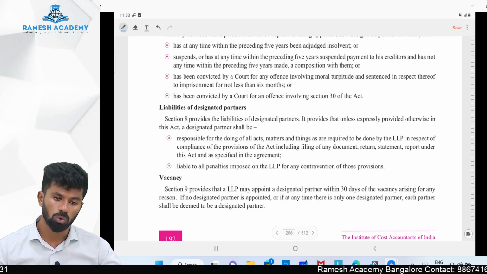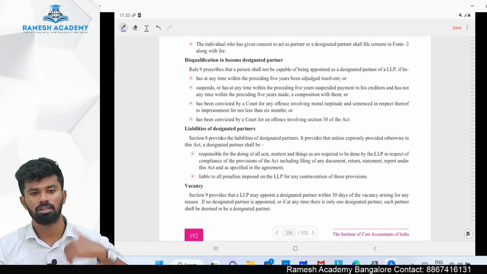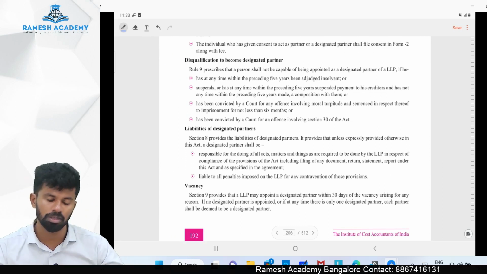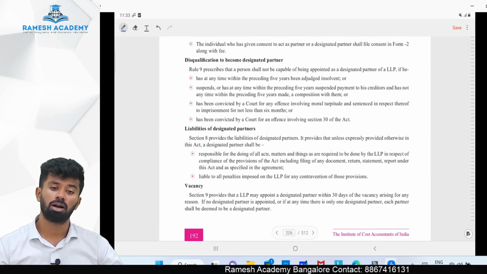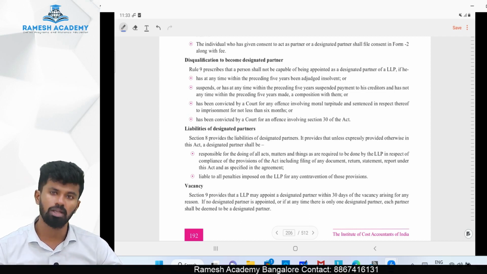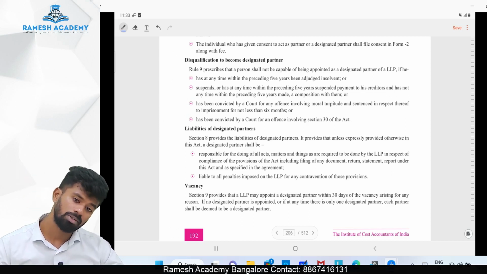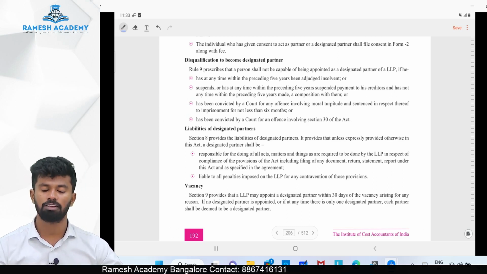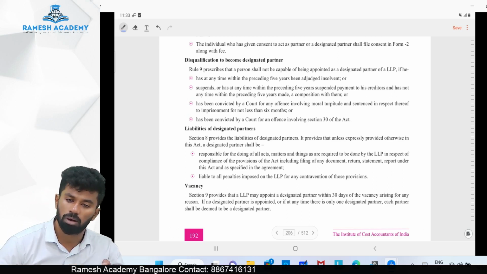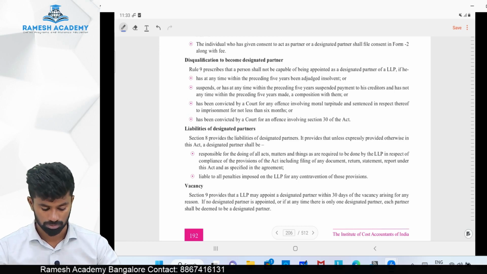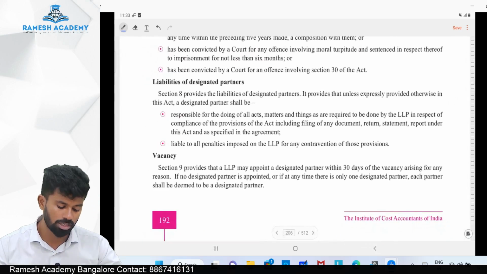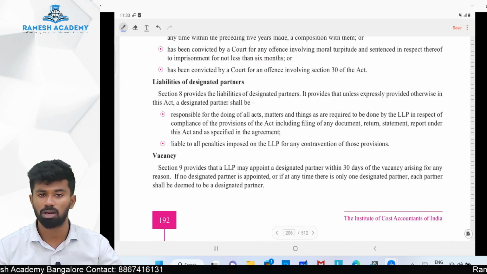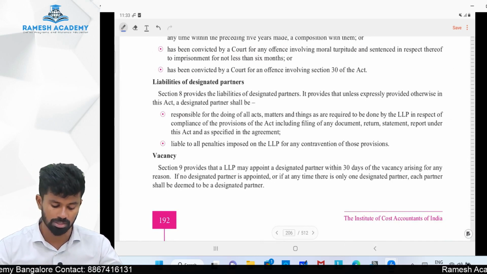Done. So, who are the designated partners? Nothing but they are the ones who manage the affairs of the LLP. Who can be a designated partner? Only an individual can be a designated partner. Is he required to have a DIN number? Yes, he must have a DIN number. DIN means director identification number, same for designated partners as well as the directors. Liabilities of designated partner. Is he personally responsible? No, his liability is limited.